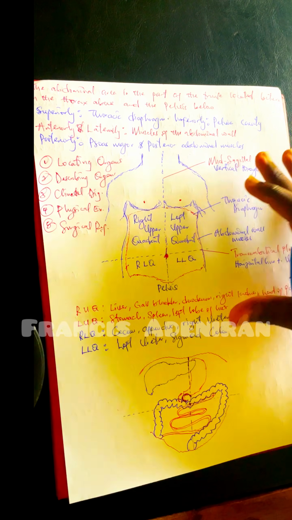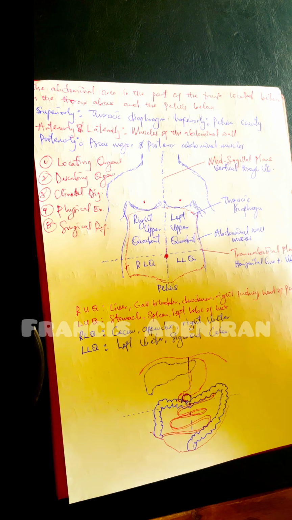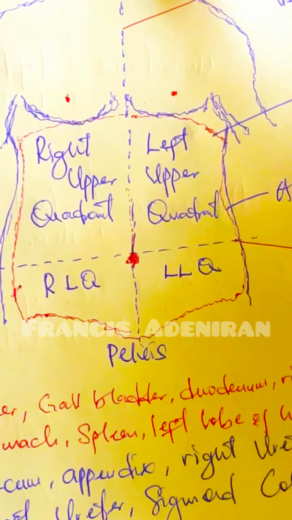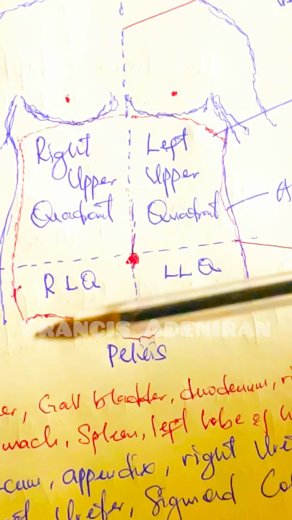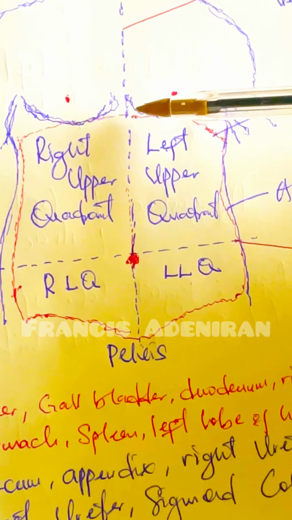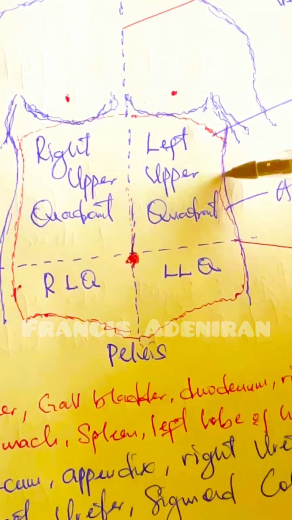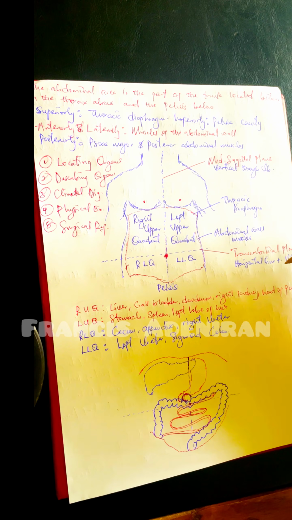Now, the abdominal area is that part of the trunk that is located between the thorax above and the pelvis below. So if this whole area is the thorax above and this aspect is the pelvis below, essentially what we are saying is that the area between this and this, the whole area in the red margin, is the abdominal area. And let's talk about the boundaries.